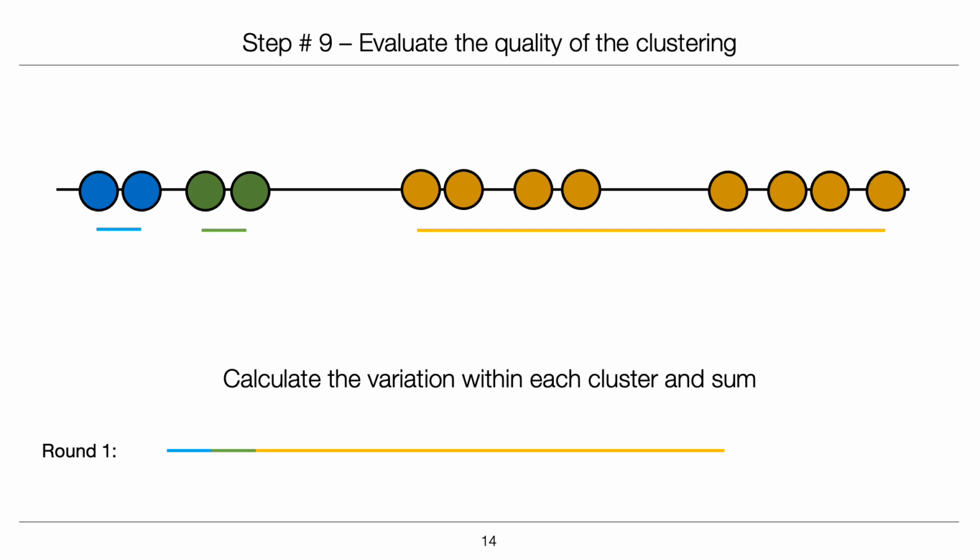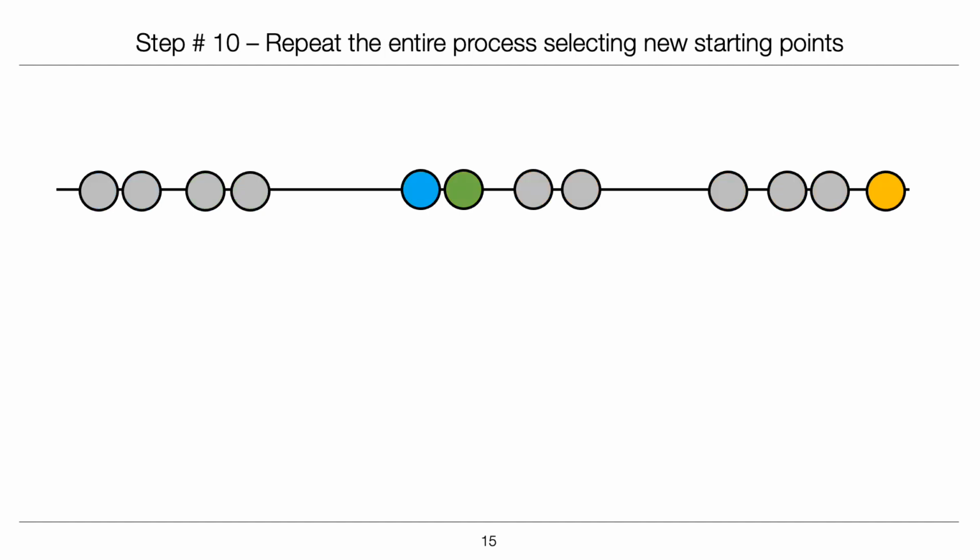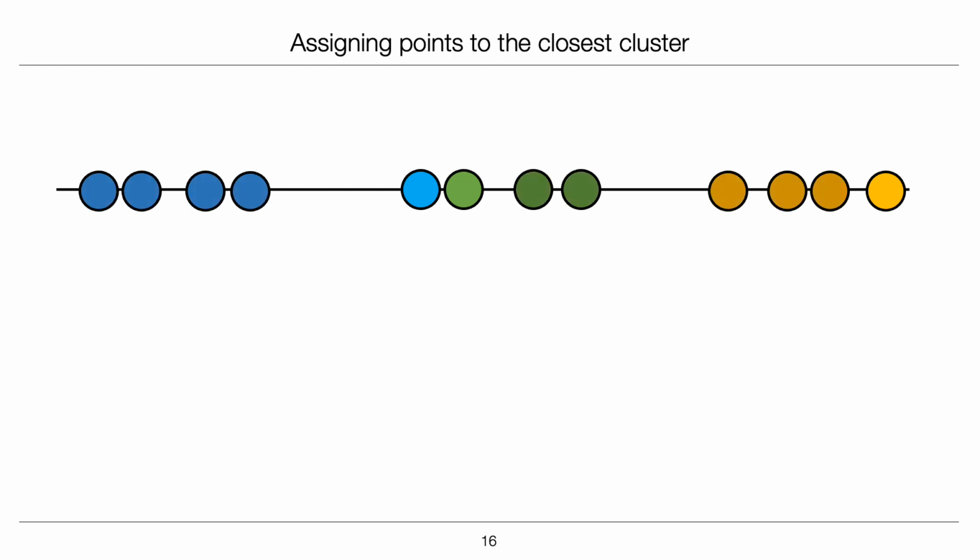We can plot the 3 horizontal bars next to each other to indicate the total variation of this round of k-means clustering. We then repeat the entire process using 3 randomly selected data points again as the starting cluster centers. We assign each data point to the closest cluster. We update the cluster centers based on the assignment, indicated by the 3 vertical bars.